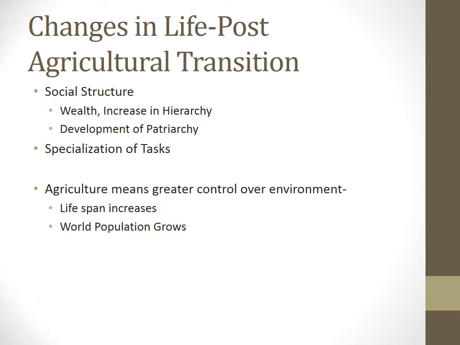So the change to agriculture had huge ramifications for the way people lived. Social structure changes. You have the development of the concept of wealth. People control land. You have an increase in hierarchy. You have groups that are able to consolidate huge amounts of personal wealth, control of lands, and through this you have an increase in the gap between those who are most powerful and most wealthy and those who are in poverty.